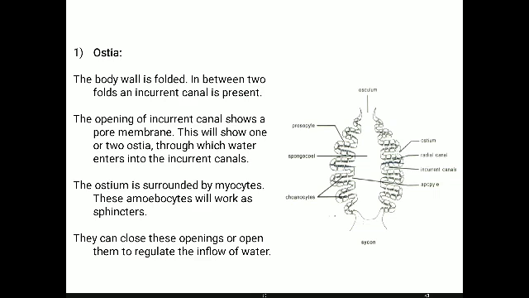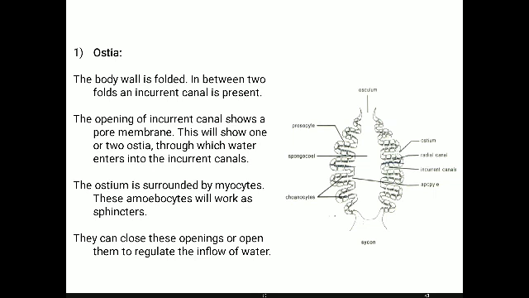Let us go one by one, part by part. The first one is the ostia. The body wall is folded. Here you can see the foldings. So in between two foldings there is an incurrent canal. Here you can see this is one fold, this is another fold where you can see the incurrent canal.